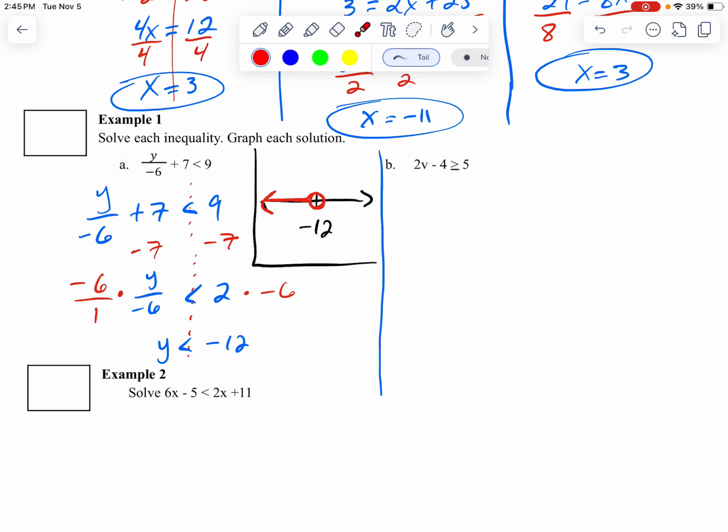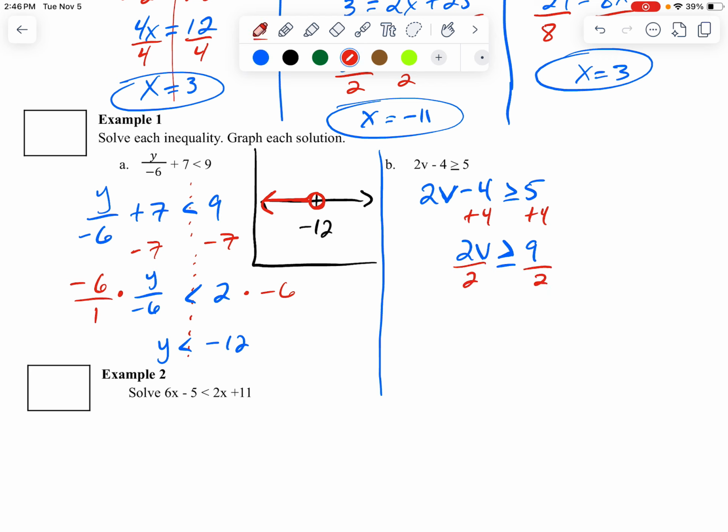All right, moving on to part B. Again, solving the exact same way. Let me just rewrite real quick. 2v minus 4 greater than or equal to 5. Add 4 to both sides. 2v is greater than or equal to 9. Divide by 2. And we get v is greater than or equal to 4.5.